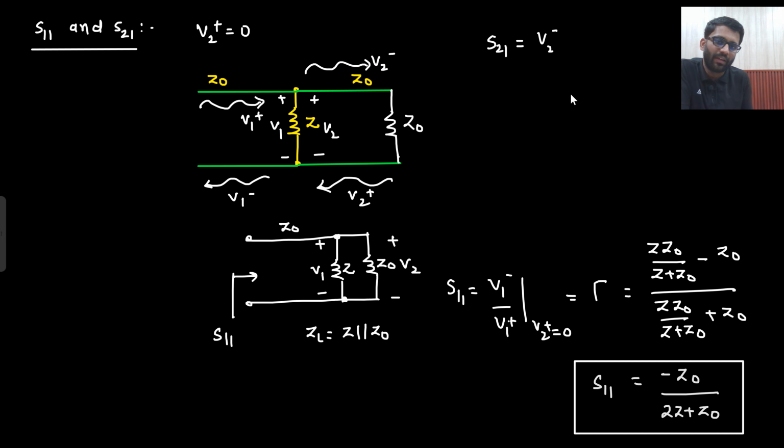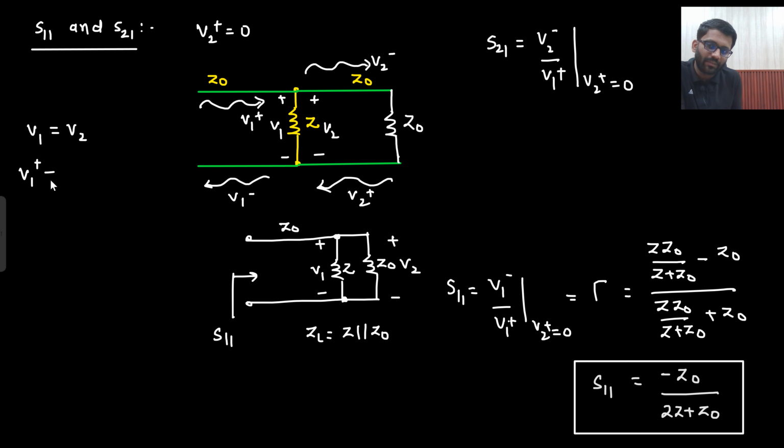What is your S21? S21 is simply V2 minus divided by V1 plus when your V2 plus is 0. So here I can directly see that my V1 is equal to V2. What is V1 equal to? V1 is equal to V1 plus plus V1 minus, and what is V2 equal to? V2 minus plus V2 plus, but V2 plus is equal to 0 only, so I am not writing it. Now I need to find V2 minus divided by V1 plus, so I am going to divide by V1 plus. If I divide by V1 plus, I get 1 plus V1 minus divided by V1 plus is equal to V2 minus divided by V1 plus. What is V2 minus divided by V1 plus? That is S21.